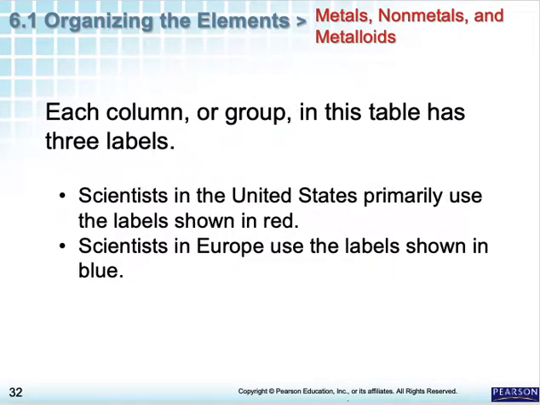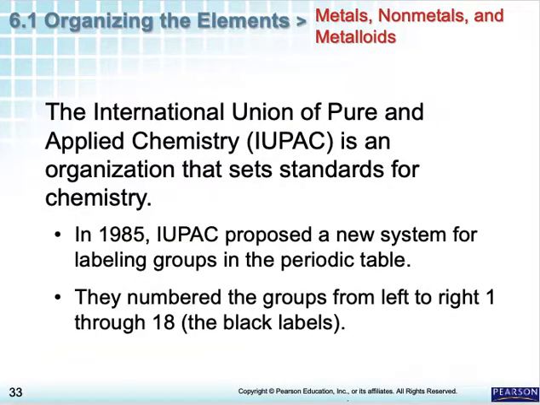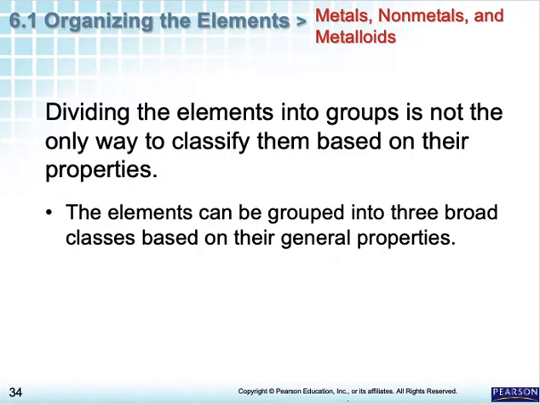The IUPAC is the International Union of Pure and Applied Chemistry. It's an organization that sets standards for chemistry. In 1985, they proposed a new system for the labeling of the periodic table, and they numbered the groups from left to right in black, 1 through 18, which makes a lot of sense.